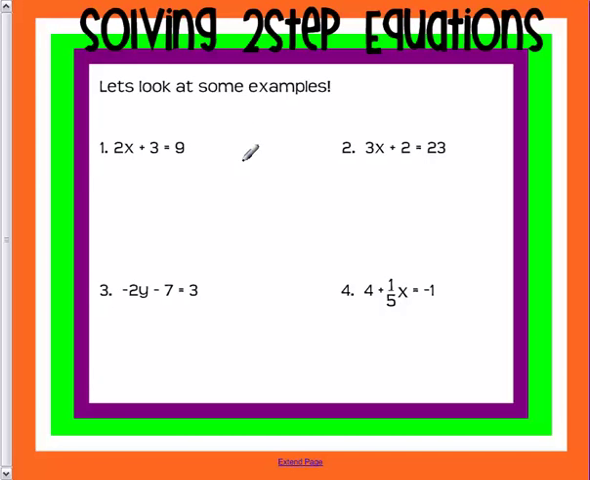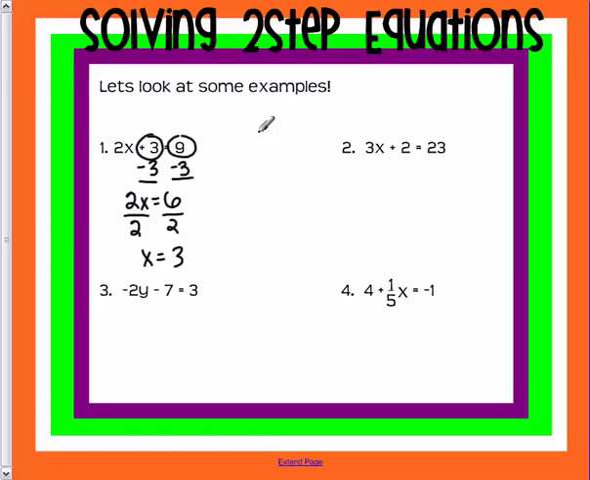So normally we would multiply or divide and then add or subtract. In this case, we subtract first. Why? Because we want to get our like terms together, and 3 and 9 are like terms. So if I take 3 away from 3, I get 0, and if I take 3 away from 9, I get 6. So all that's left over here is 2x. So I have 2 groups of x equaling 6. So if I divide by 2, I get x equaling 3.